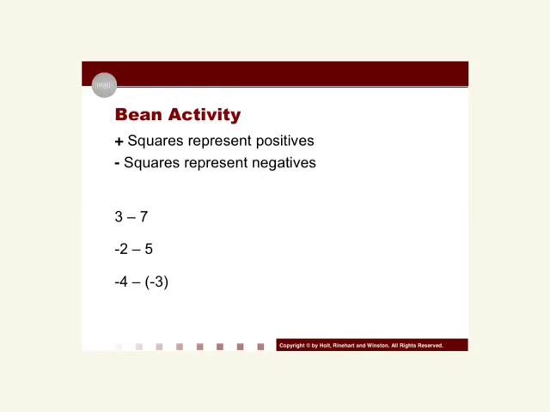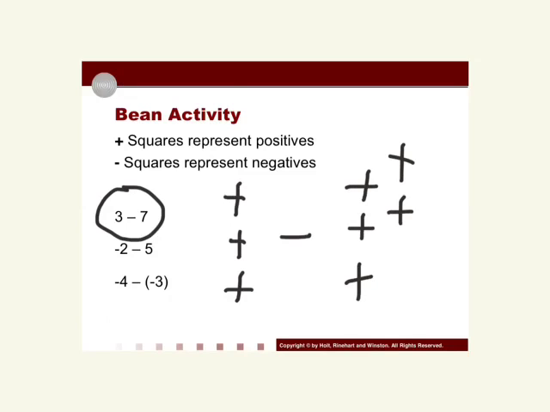First of all, for this bean activity, we'll do this in class, but just to give you an idea of what's going to happen here, a plus sign is going to represent positives, and a negative is going to represent negatives, obviously. So in this first problem, we're going to set it up just the way it is. So we have 3 minus 7. And what we do when we're doing subtraction is we're going to add the opposite.